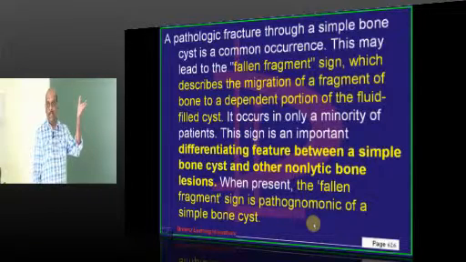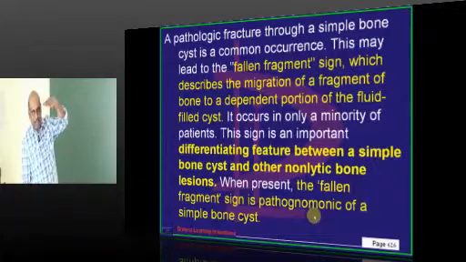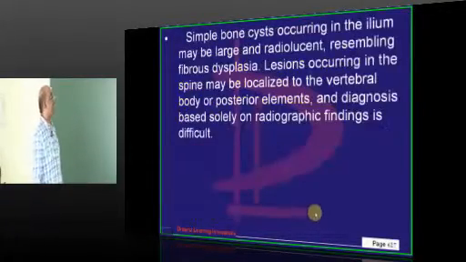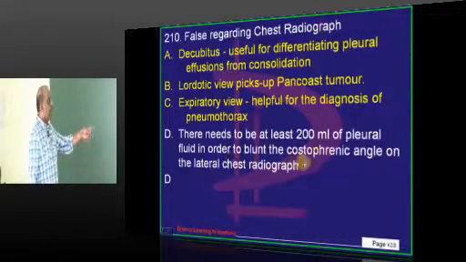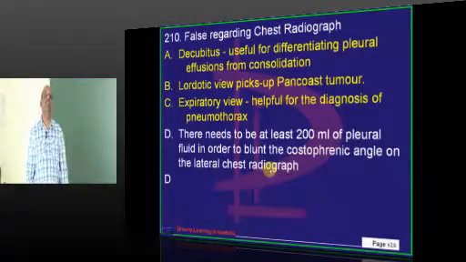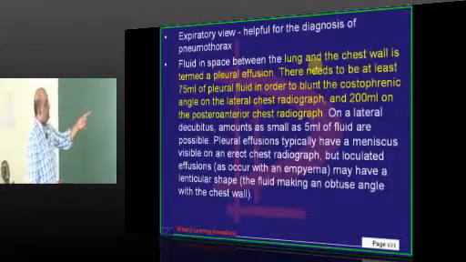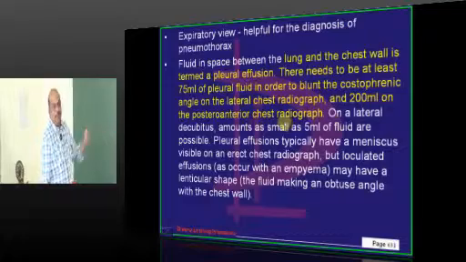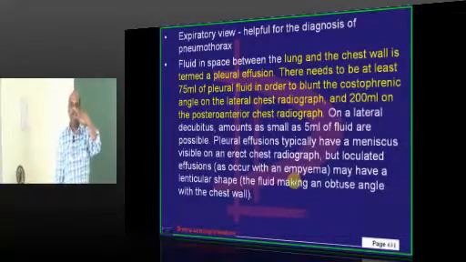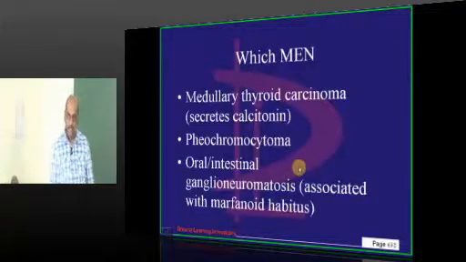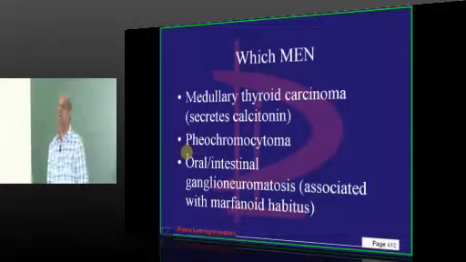I could not get a radiograph of a simple bone cyst. Inside, it looks like a fallen fragment, which is characteristic. Now coming to chest radiograph, how much pleural fluid should be there in the case of lateral, how much in the AP or PA view? Typically doctor, 200 ml if it is PA view, lateral view maybe 75 ml for the costophrenic blunting to be appreciated. Okay doc, should be an answer.